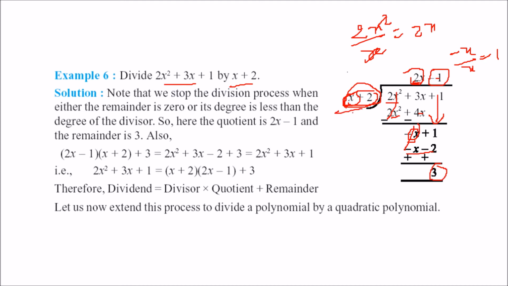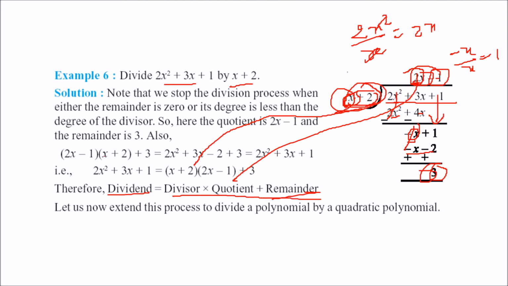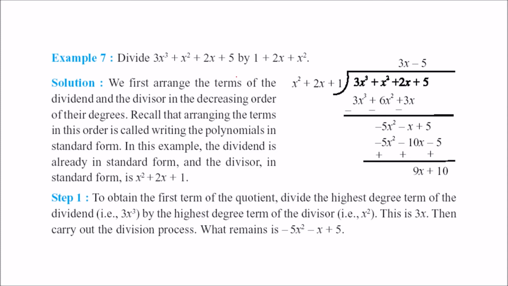So 2x square plus 3x plus 1, this is the dividend, can be written as divisor times quotient plus the remainder. If you perform this, you will get 2x square plus 3x plus 1. Now, the procedure. We are trying to suggest the procedure.